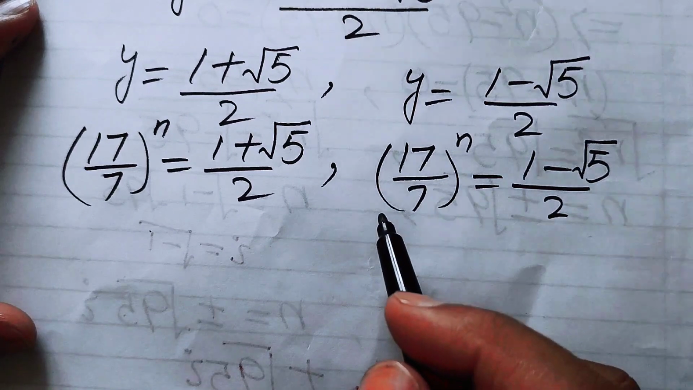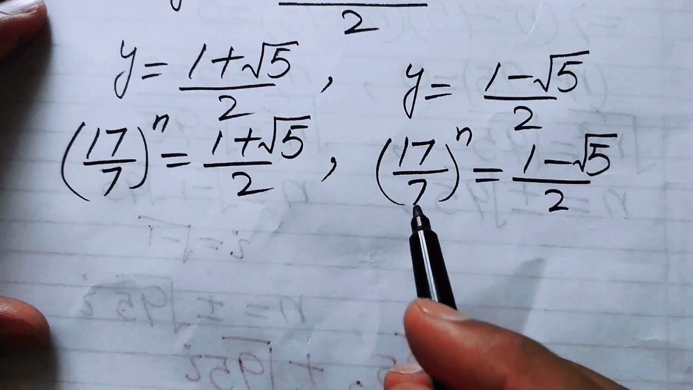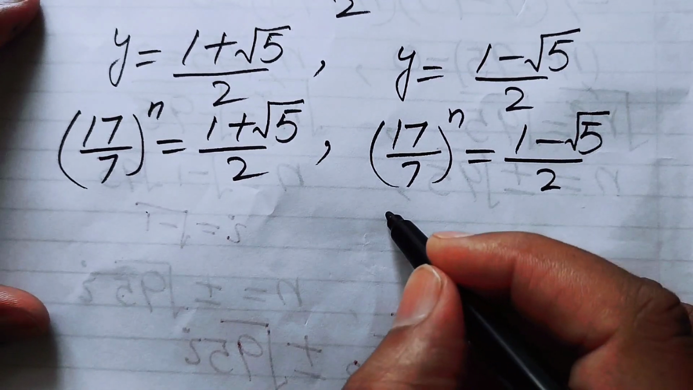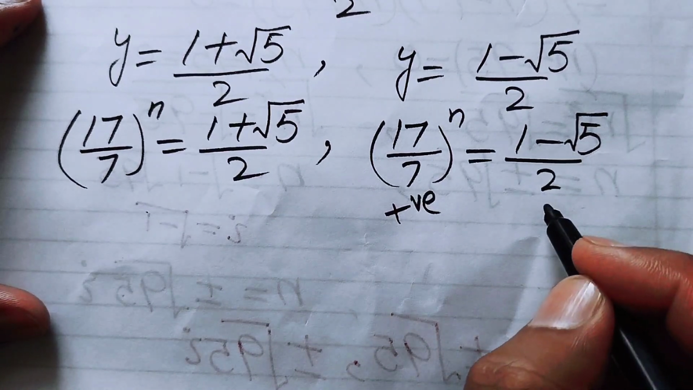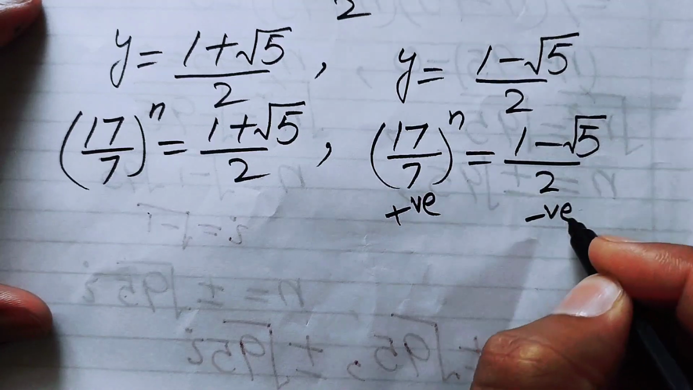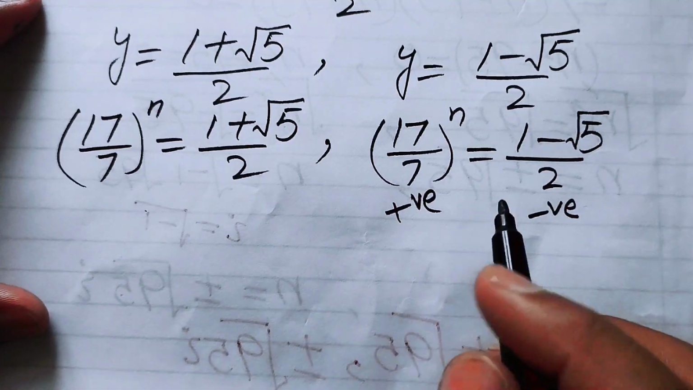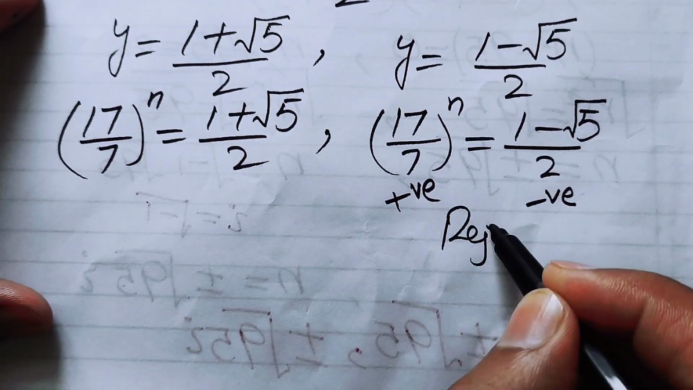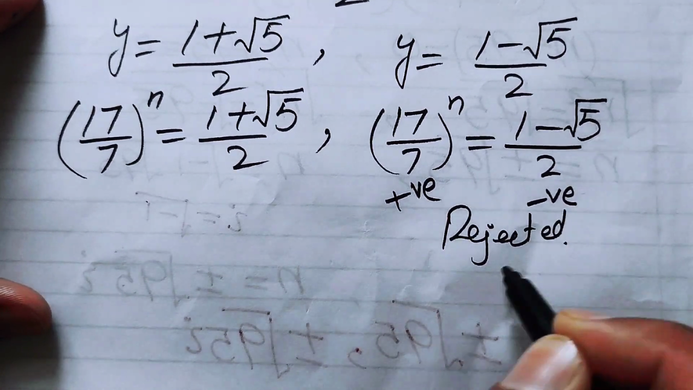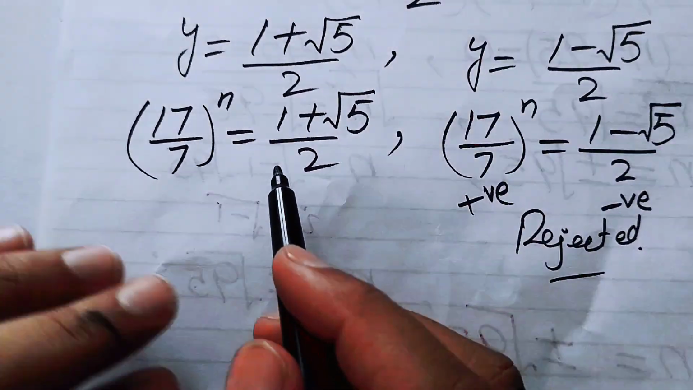And on the left hand side you see that we have an exponential function, and you know that an exponential function always gives a positive value, and this expression gives a negative value. So it cannot be possible for an exponential function to be equal to a negative value, so we will reject this case, and we can just proceed with this case only.